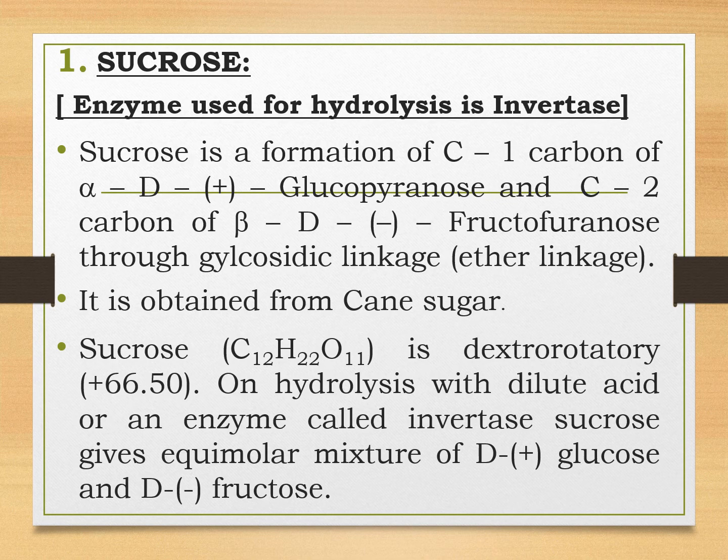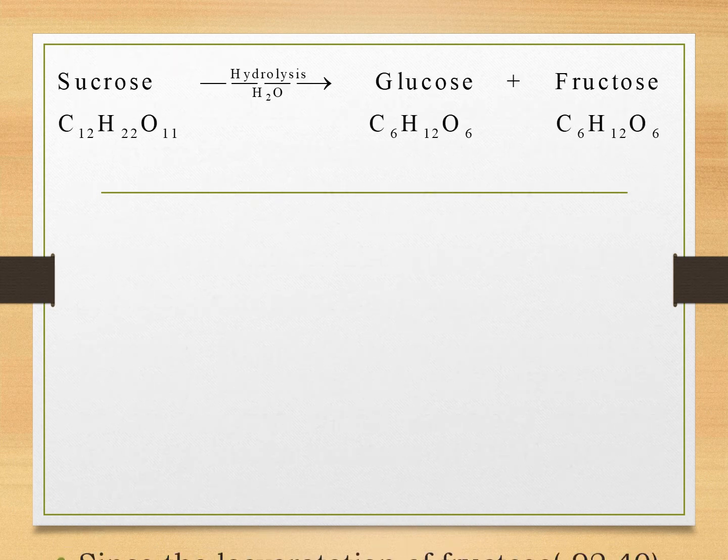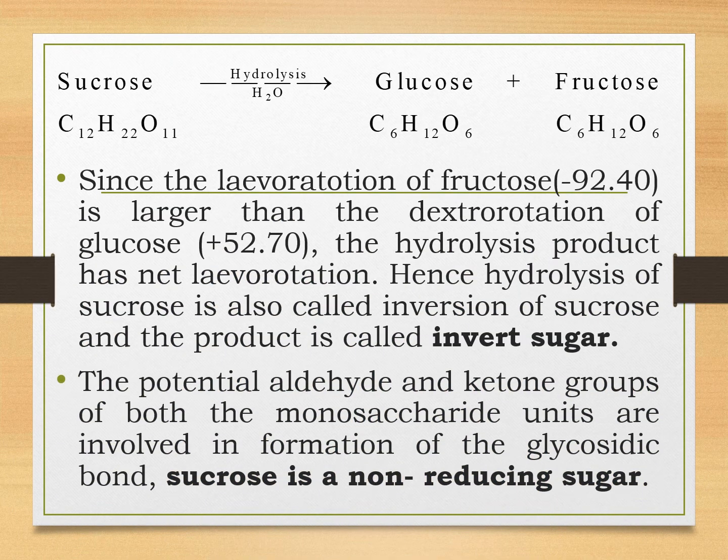Sucrose is basically obtained from cane sugar, and sucrose is dextrorotatory, so it rotates to the right hand side. On hydrolysis, sucrose yields two molecules: first is D plus glucose and second is D minus fructose. So this is basically the reaction of sucrose, where C12H22O11 on hydrolysis gives one molecule of glucose and one molecule of fructose.